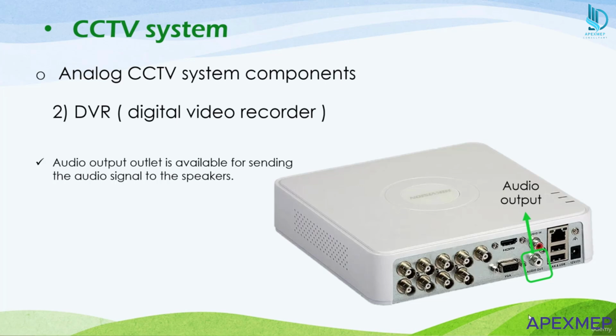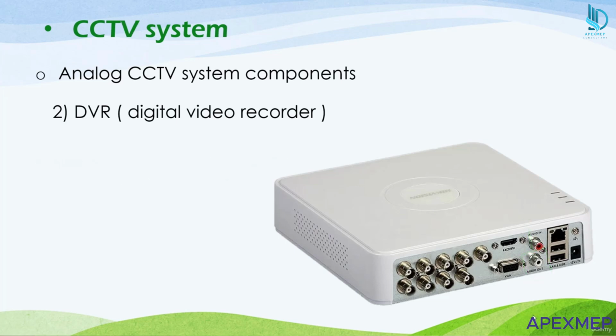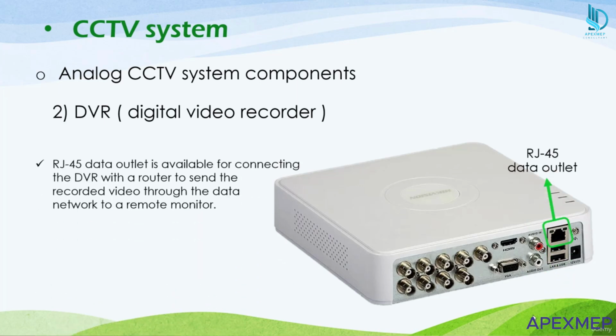So we can consider the DVR device to be an audio-video displaying device, where it can display a video with its recorded audio. Also, the next important outlet that may exist in some DVR devices is the RJ45 data outlet, and this data outlet is used in some DVR devices to connect the DVR with a router which can display the video on a LAN network, or it can send the video to another remote network through the internet or through the WAN network.